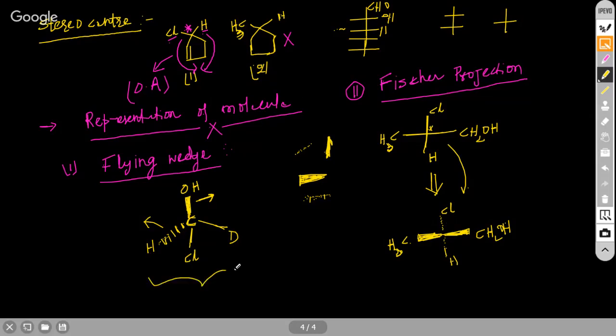Flying wedge, you let it be. You don't compare this and this now. First, try to understand this, Fischer. Flying wedge is this. Got it? So these two points you must keep in mind. Fischer projection looks like planar because we draw a cross like this, but it is not at all planar. Understood? Understood, guys? Tell me. Any doubt?